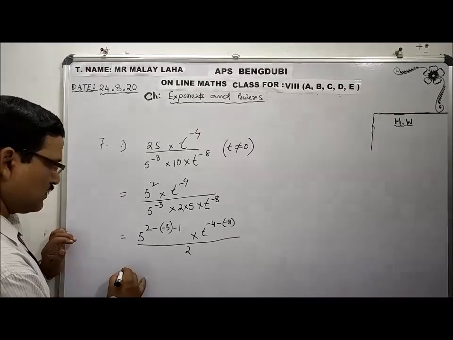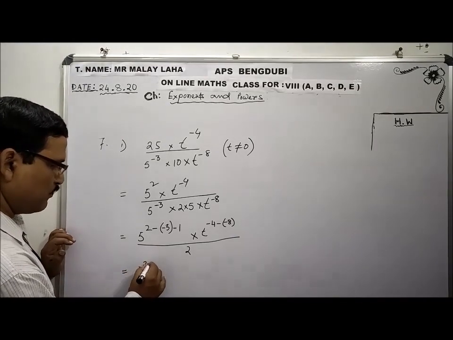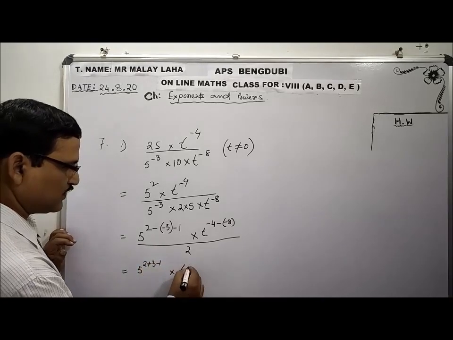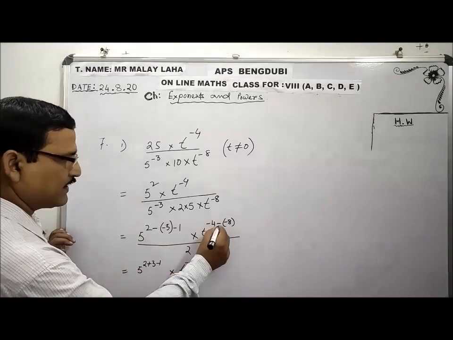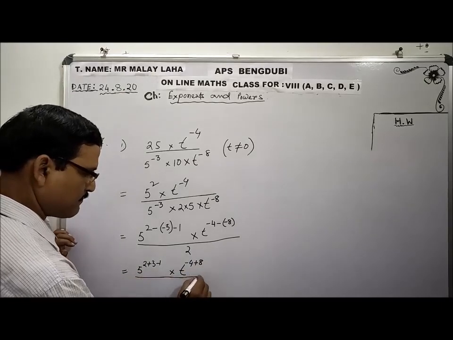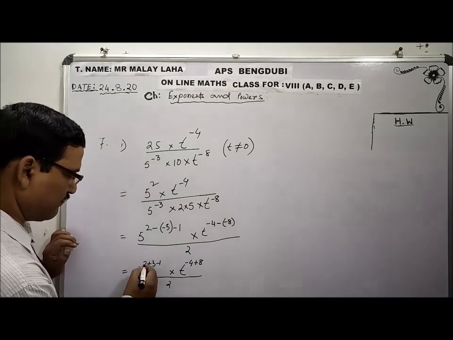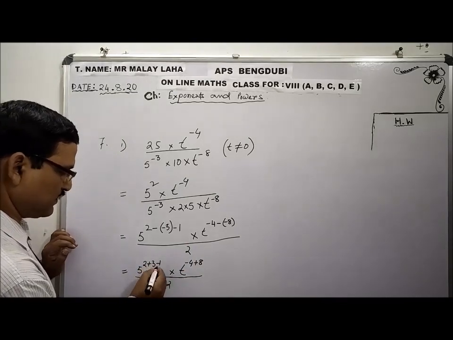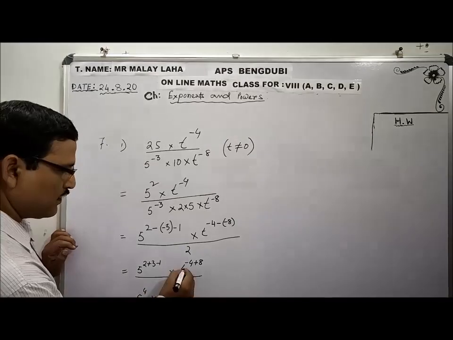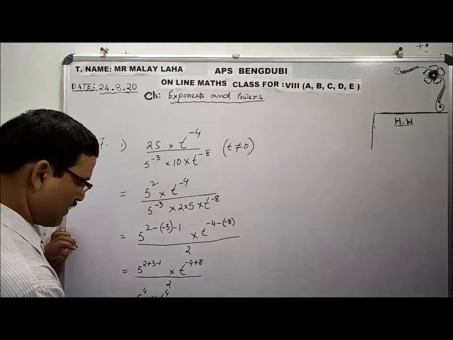Next is what to do? 5 raised to 2 plus 3 minus 1 into t raised to minus 4 minus minus plus 8 by 2. Okay, so what is the result? Orally you calculate 5 plus 2 plus 3, 5 minus 1, 4, 5 raised to 4 into, so plus minus t raised to 4 by 2.